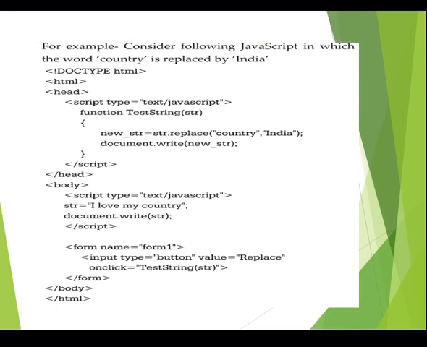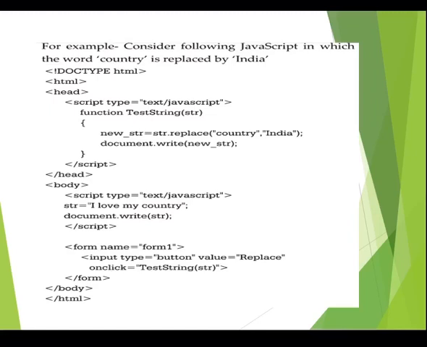Doc type HTML, then your HTML tag, then your head tag, script tag. Then the function name is test string, and we are passing argument as string. Okay. So new str, we are taking one variable new str is equal to str dot replace. Since you want to replace country with India, first parameter is the string which you want to replace. So that is country, comma India. India is the string with which you want to replace the word country.